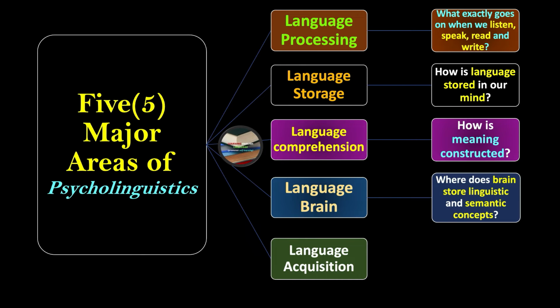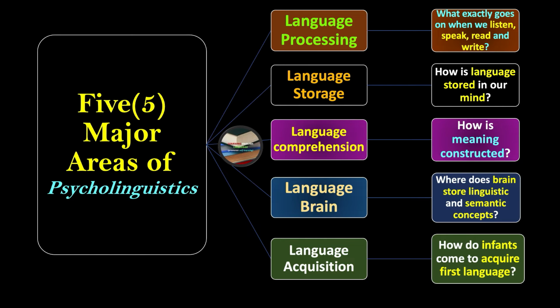And the last one is language acquisition. That is to say, how do infants come to acquire their first language? Infants, when they reach the age of 6 or 7 months, start speaking the language without having wider social connections. How do they speak? What factors contribute? So these are some of the major areas of psycholinguistics. I hope you have understood the major concept of what psycholinguistics is all about.